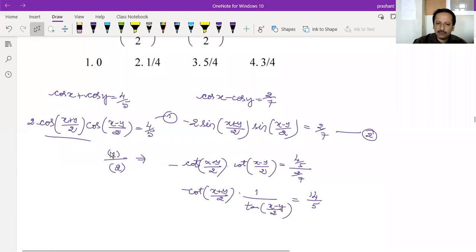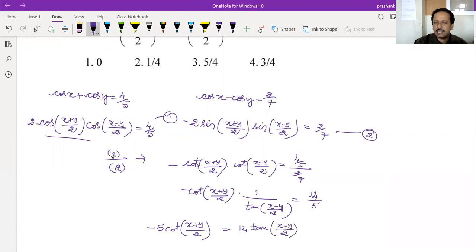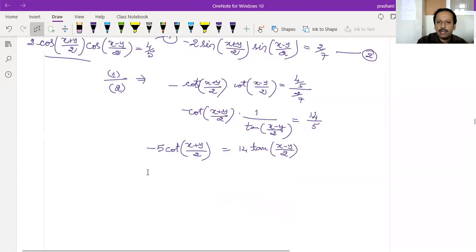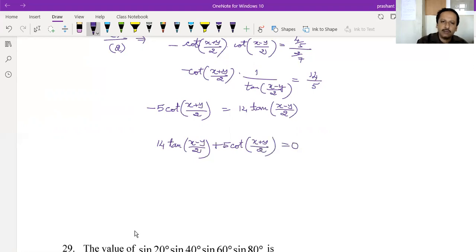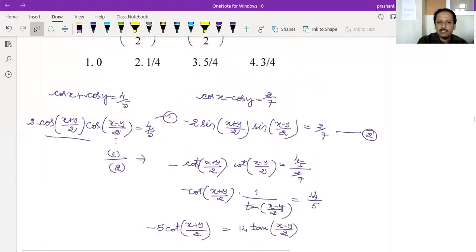Now cross multiply. So we will get minus 5 cot (x plus y)/2 is equal to 14 into tan (x minus y)/2. I'm bringing 5 to LHS and taking this tan (x minus y)/2 to RHS. So we get 14 tan (x minus y)/2 plus, here we have minus 5 cot (x plus y)/2. I'm taking it to RHS, so it will become plus 5 cot (x plus y)/2. The sum is equal to 0. So 0 is the answer, which is the first option.